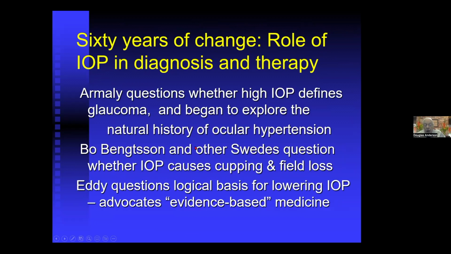Bo Bengtsson and other people in Sweden actually thought that the intraocular pressure and the cupping and field loss were two separate things. Some people, as they get older, got cupping and field loss. And some people had higher pressure in their eyes than younger people. But neither one caused the other. The pressure didn't cause the cupping and field loss. And because of that, there was no need necessarily to treat the intraocular pressure and make it normal, because it was not doing anything.